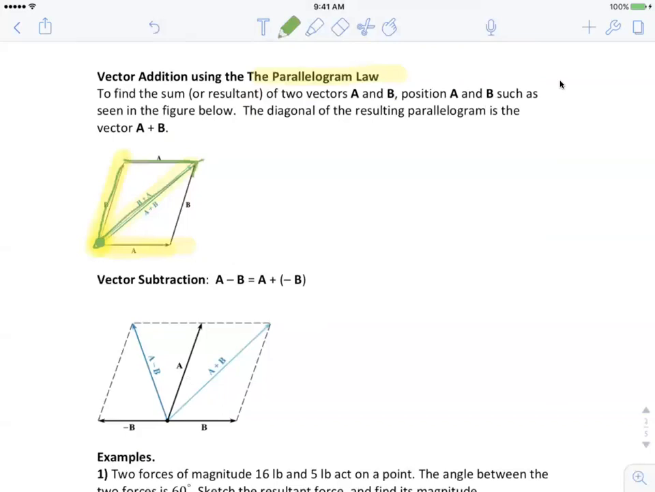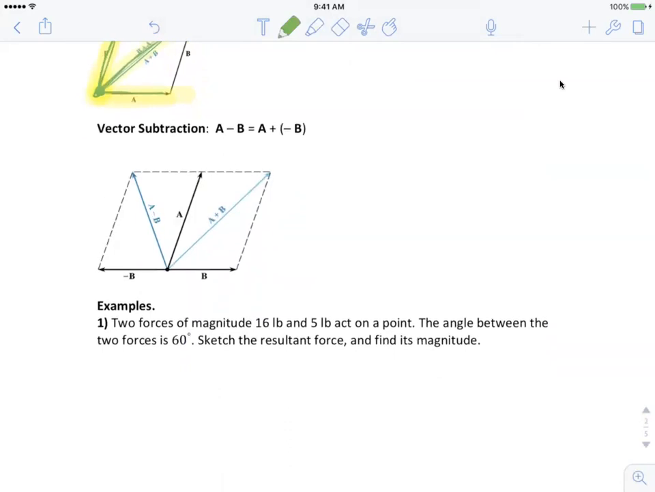Most of the time, we're going to put the points together and have the arrows going off in different directions, and then just the diagonal. How about subtraction? Well, subtraction is just addition of a negative, right?